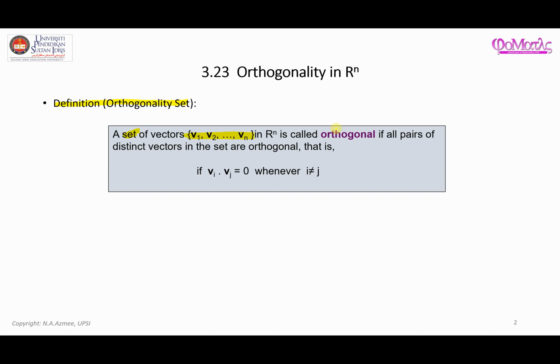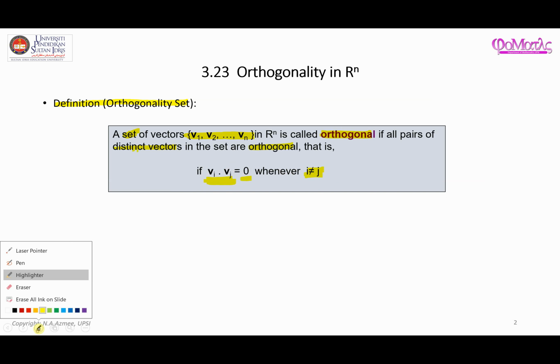And the set here is called orthogonal if all pairs of distinct vectors that are really different from each other, so the distinct vectors in the set, have to be orthogonal. What it means by being orthogonal, mathematically, is that if you take the dot product of these two distinct vectors, where vi is not equal to vj, the result has to be equal to 0. So that is the definition of vectors being orthogonal.